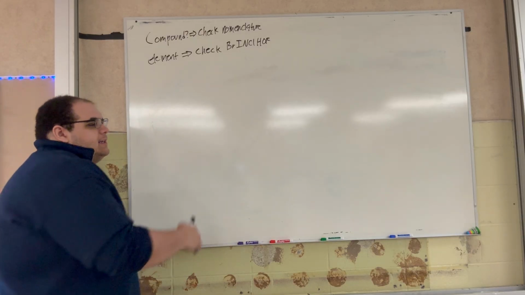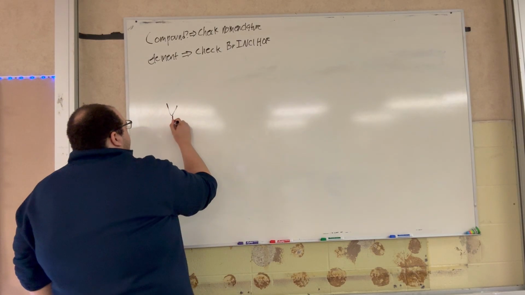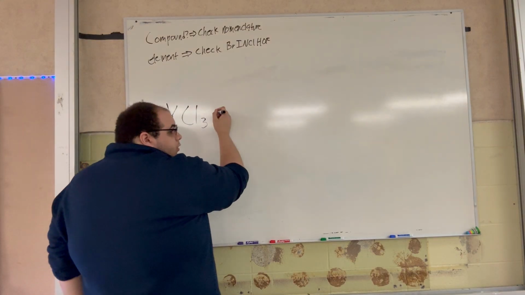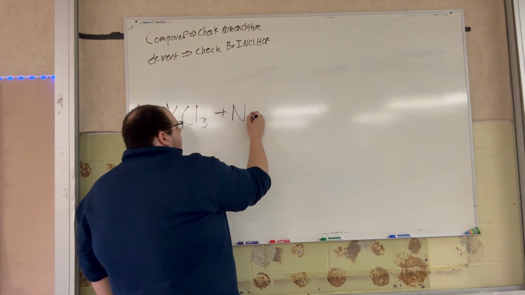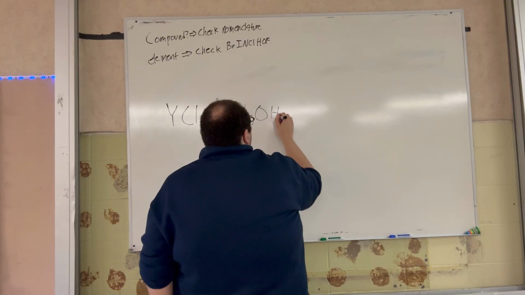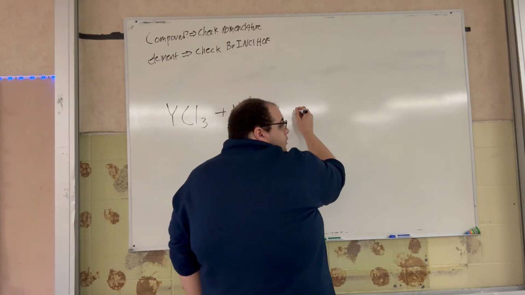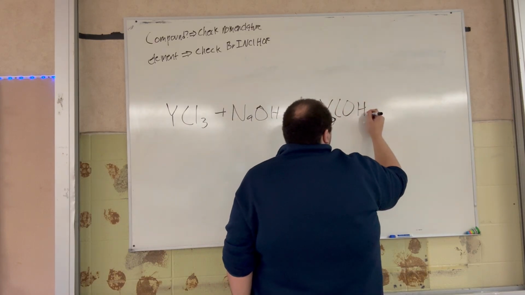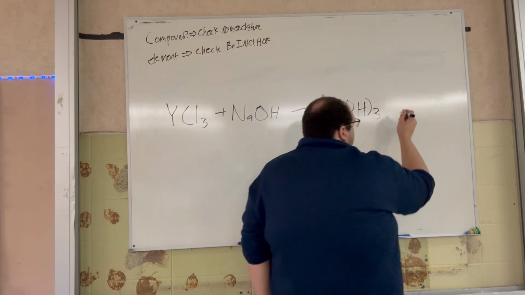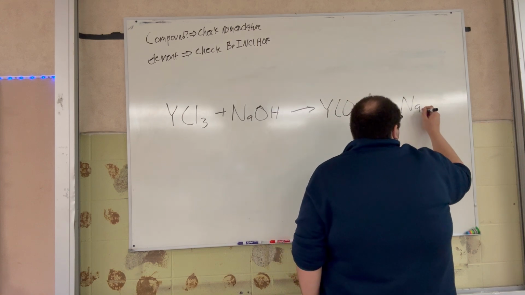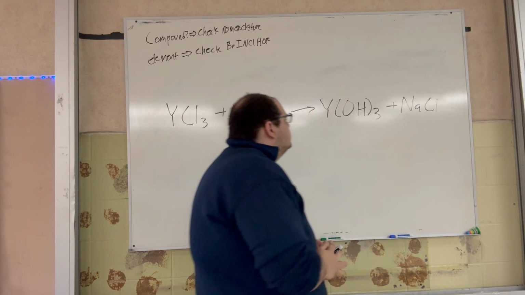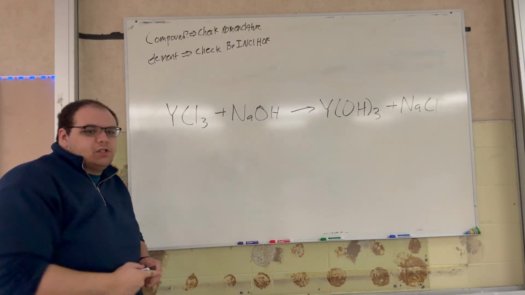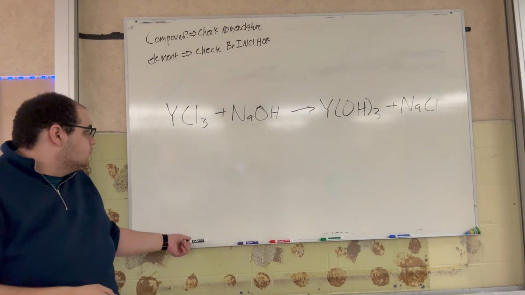Hey, let's write. I see yttrium 3 chloride reacts with sodium hydroxide to form yttrium 3 hydroxide and sodium chloride. Once you do your checks, make sure your reaction looks like mine.